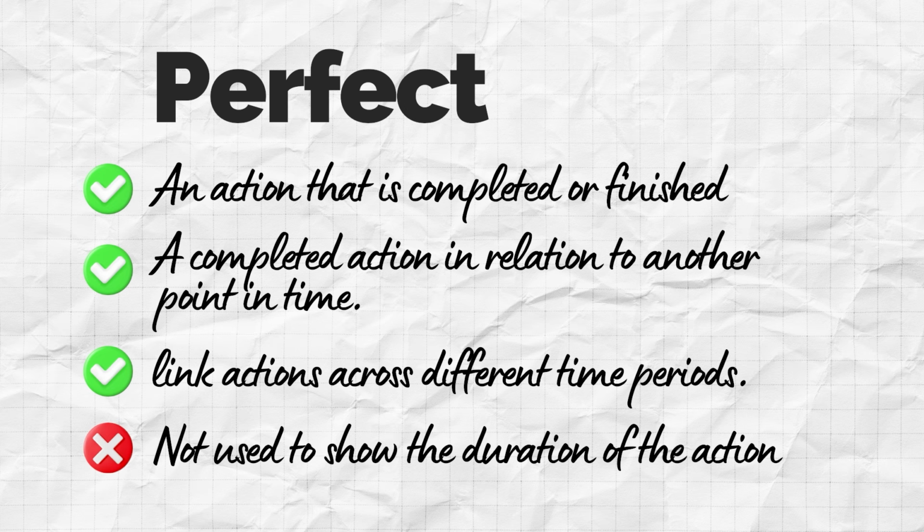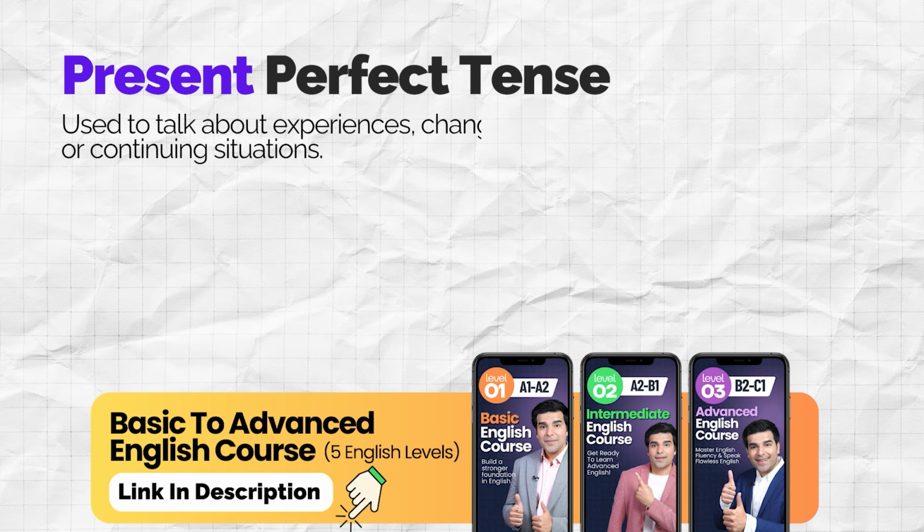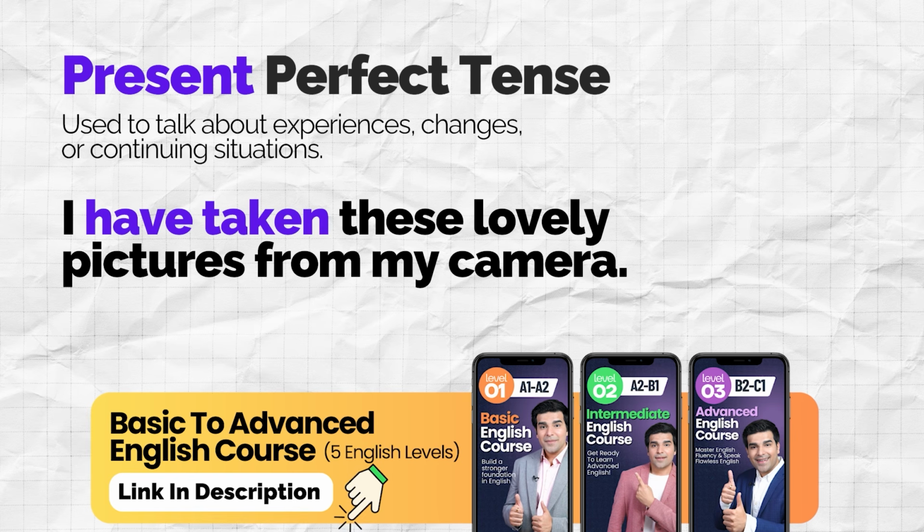Now, let's begin with the present perfect tense. The present perfect tense links past actions to the present. It's used to talk about experiences, changes, or continuing situations. Take a look at this sentence. I have taken these lovely pictures from my camera.